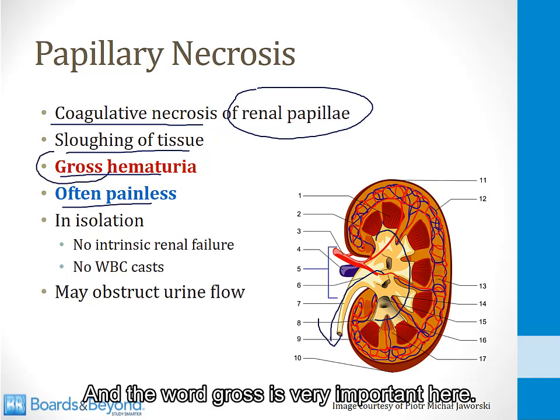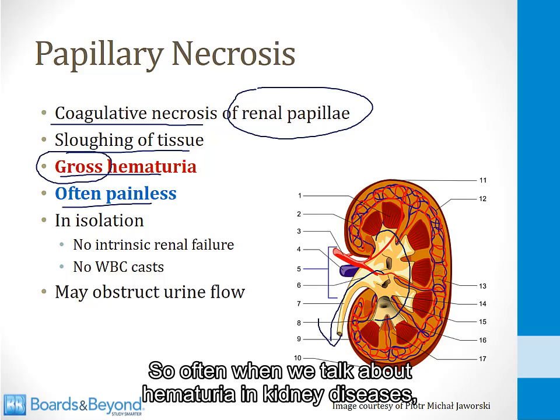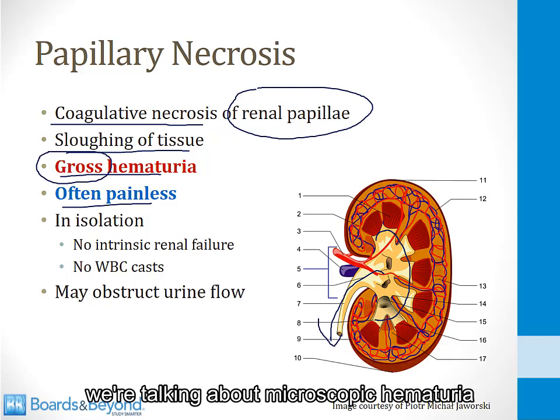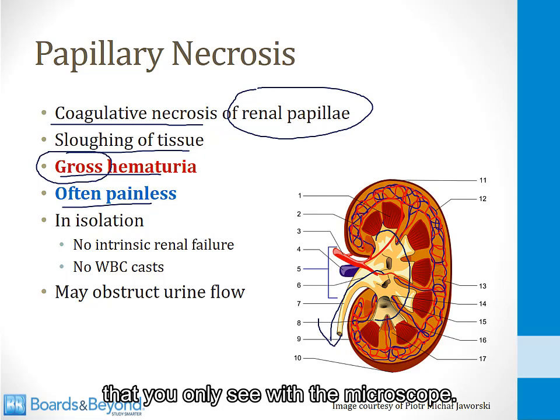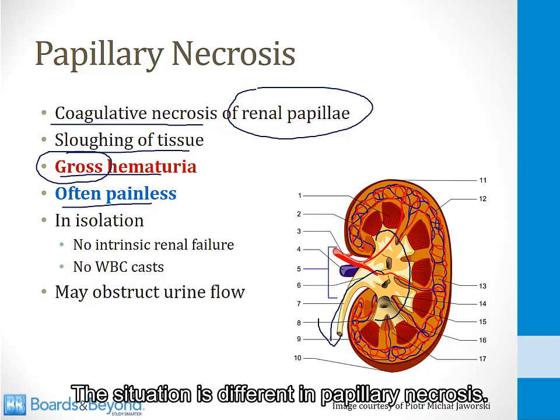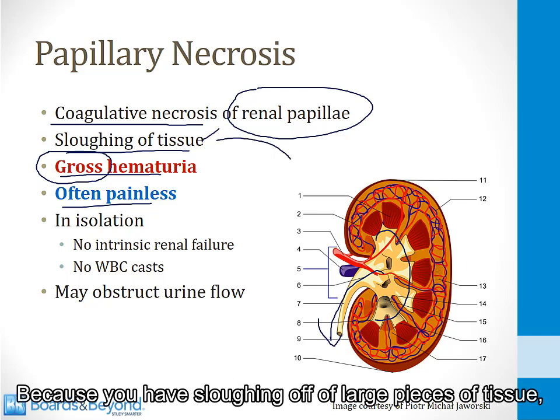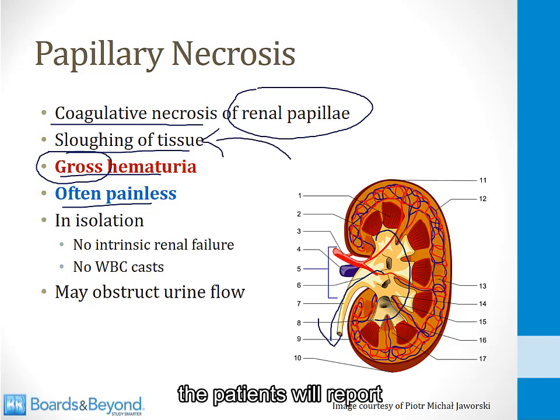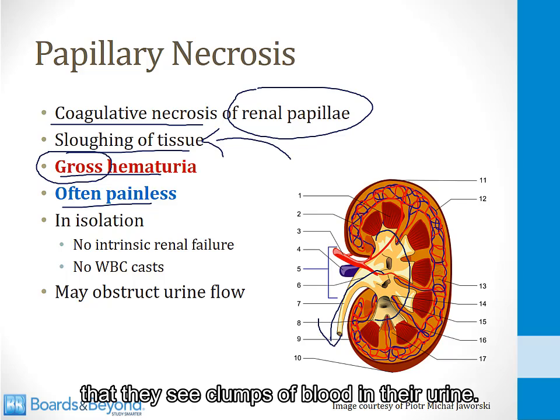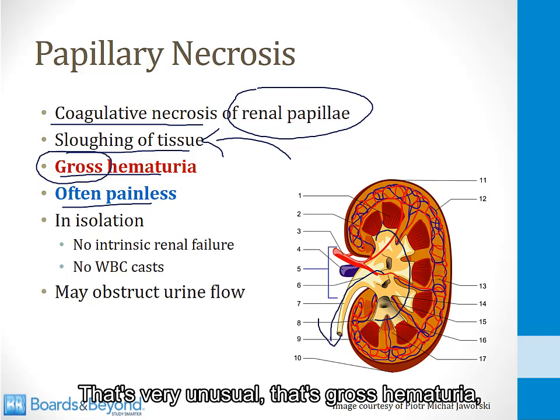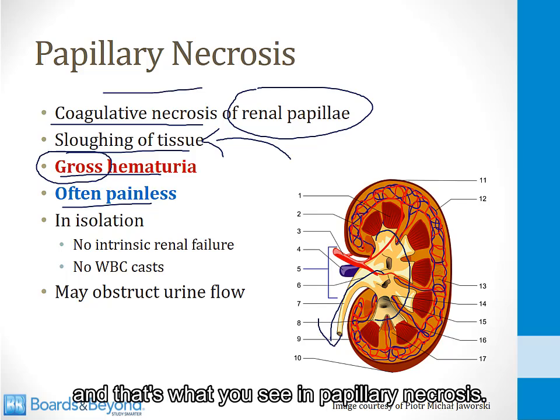And the word gross is very important here. So often when we talk about hematuria in kidney diseases, we're talking about microscopic hematuria that you only see with the microscope. The situation is different in papillary necrosis. Because you have sloughing off of large pieces of tissue, patients will report that they see clumps of blood in their urine. That's very unusual. That's gross hematuria, and that's what you see in papillary necrosis.